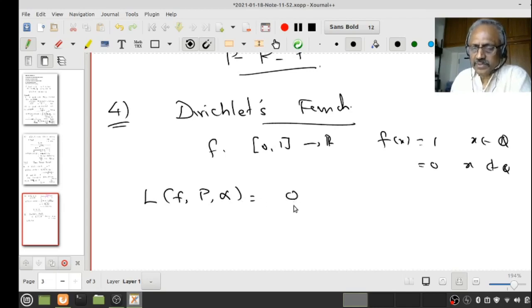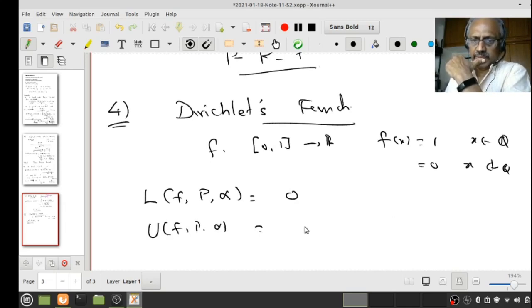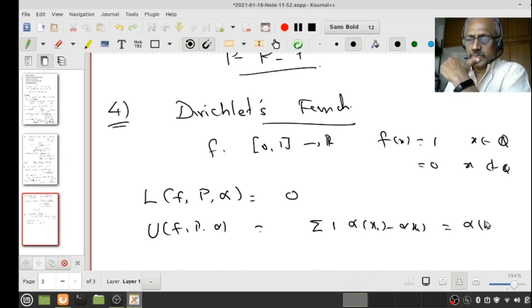L(f,P,alpha) is always 0, because the minimum is 0. Whereas U(f,P,alpha) is, the maximum is going to be 1 times alpha xi minus alpha xi minus 1. Therefore, it's going to be alpha b minus alpha a.